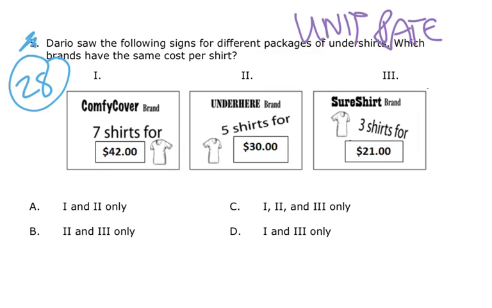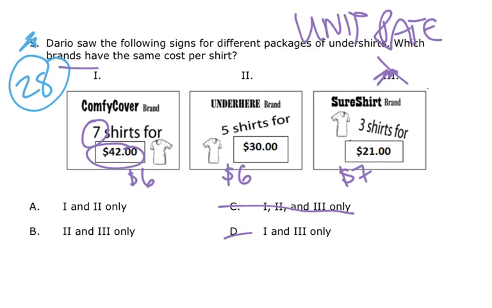But in case you did solve it, the way to solve it is to say that you have your money and you divide it by the total number of shirts that you have. So 42 divided by 7 means that each shirt costs $6 here. 30 divided by 5 means that each shirt costs $6 as well. And 21 divided by 3 equals $7 per shirt. So the question asks which brands have the same cost per shirt. Well, not 3, because that's more expensive. So not C, and not D, and not B. A says that 1 and 2 are the same, and it's just them.